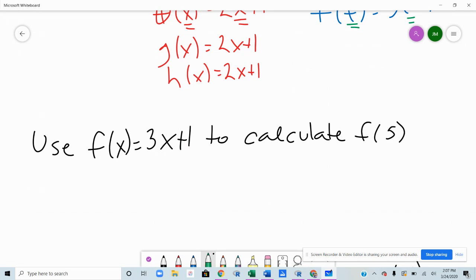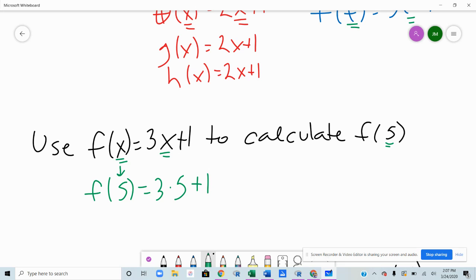So first example, we're going to use the function f of x equals 3x plus 1 to calculate f of 5. Well, whatever's in your parenthesis should be your variable that's over there on the right side. So now in our parenthesis is 5. So when we want to calculate f of 5, that means everywhere we see an x, we replace it with 5 because we replace x with 5 right there. So you're going to do 3 times 5 plus 1.